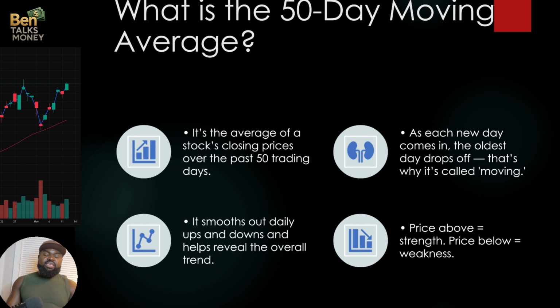So let's get started. A 50-day moving average is the average of the closing price of a particular stock in the last 50 days. So let's say you take Nvidia, for example. The 50-day moving average for Nvidia will be the average closing price for Nvidia in the last 50 days. The reason why it's called the moving average is that every day, the oldest day gets dropped and the newest day gets added to it. So it's moving. It's a continuous thing.